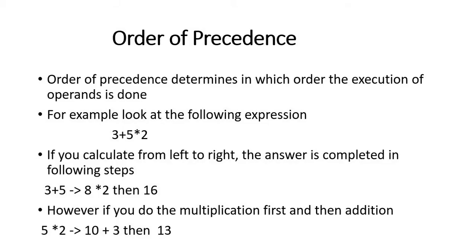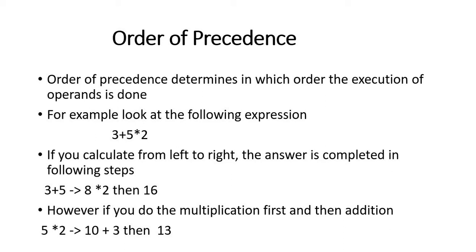In this video, we will discuss order of precedence. Order of precedence determines in which order the execution of operands is done. For example, I have 3 plus 5 into 2. If I do the calculation from left to right, then first will be addition, then multiplication, so the answer will be 16. However, if I do multiplication first, then addition, the answer will be 13.